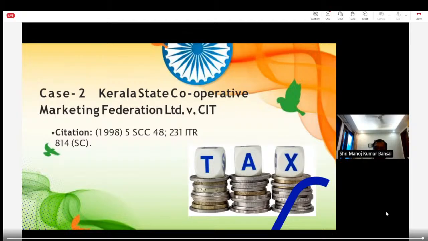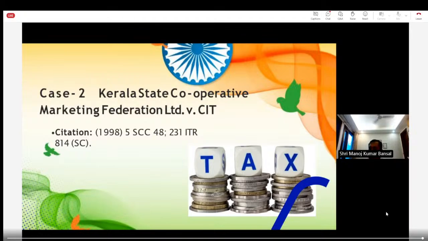Now, I put a question again. A cooperative society has parked its funds with another cooperative society. Will income from that be exempt or not? Yes, under section ATP, the income received from that cooperative society is again exempt from tax.